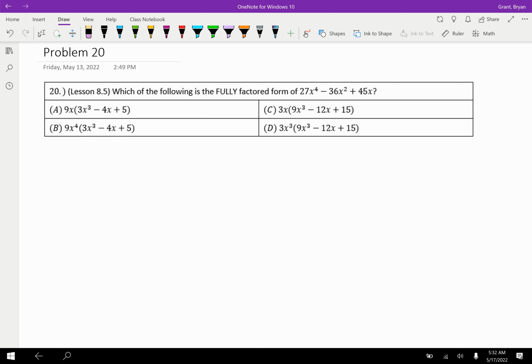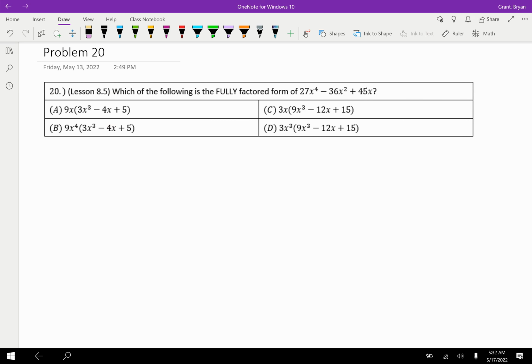We are into the part of your final, it's kind of 20 through 30, give or take, that's going to talk about factoring. Factoring was really the huge theme of this semester. This first factoring problem comes from lesson 8.5. This is before we learned how to use the full box method.